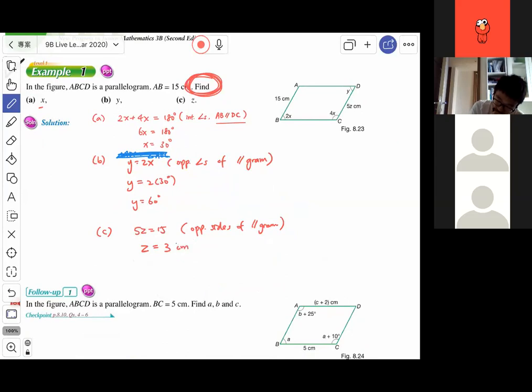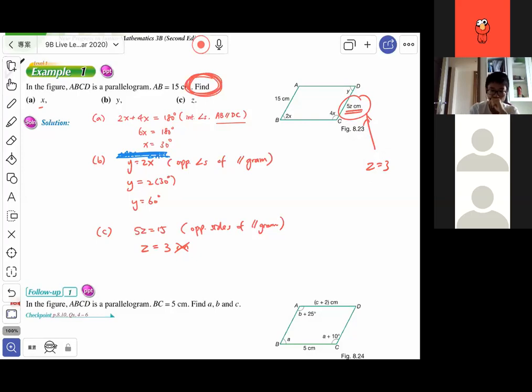Because Tiger always did this question wrongly, so I asked Tiger. We do not need to write cm. Why? Because 5z here, z is just equal to 3. 5 times 3, cm. If you write cm, then that would be 15 cm. So please be careful about this in this chapter.